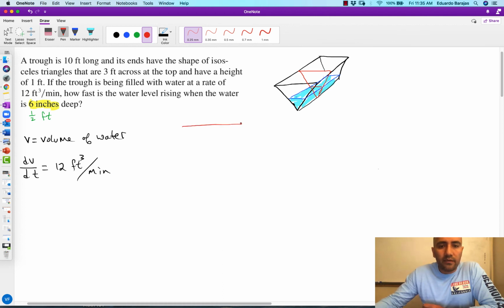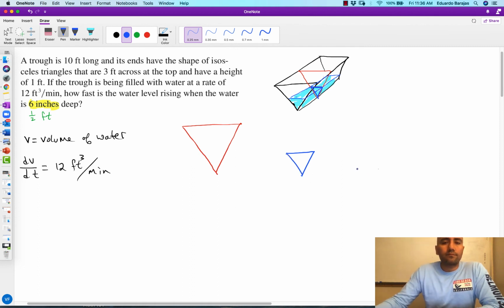I have this bigger triangle like this. It's a cross section of that triangular trough. And then I have this smaller triangle, let's put it in blue, that represents that waterline. Okay, so we know that the trough is 10 feet long. So this distance there is 10. And that's a constant. That doesn't change at all. 10 feet.